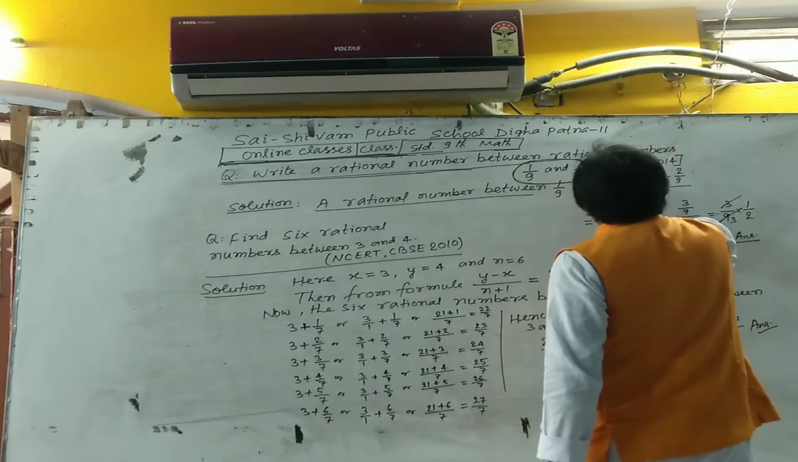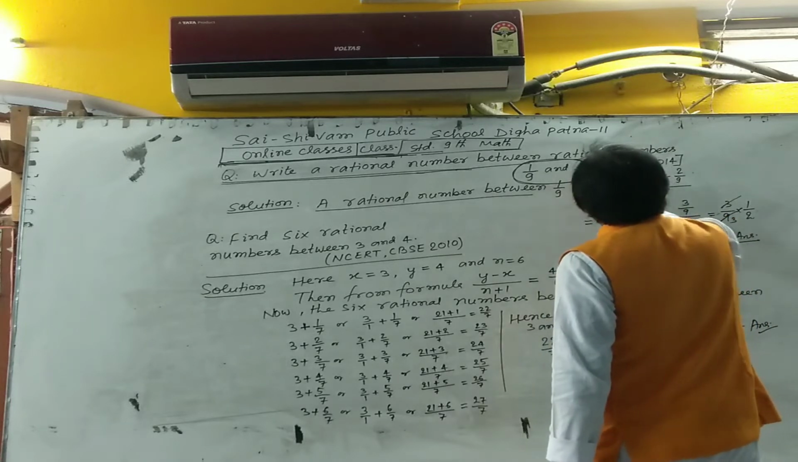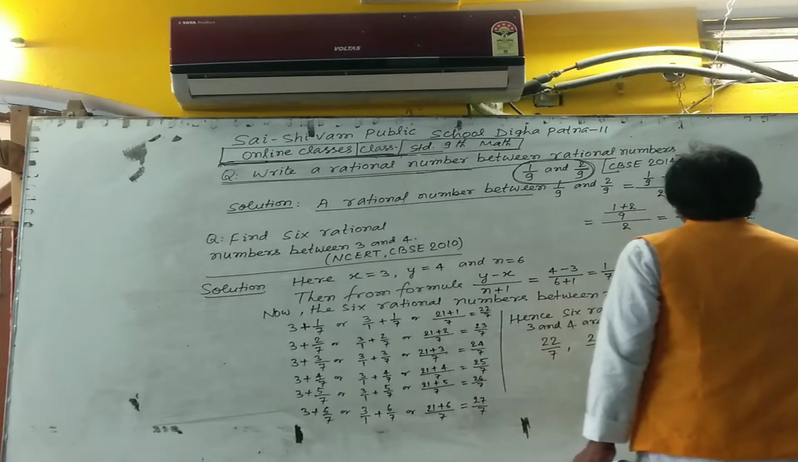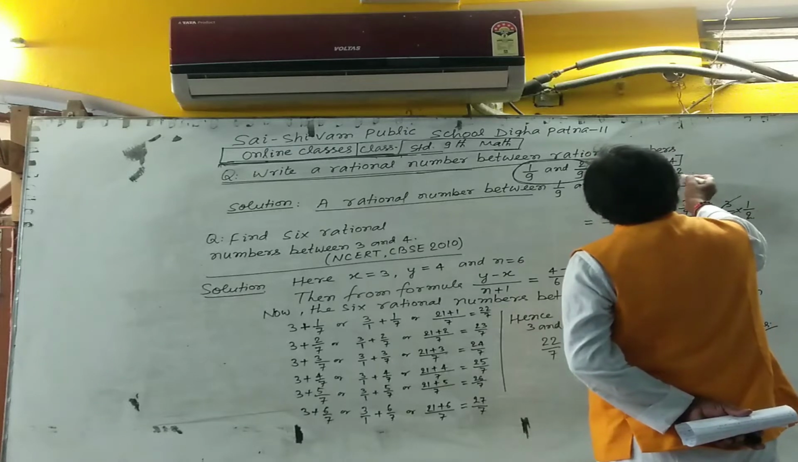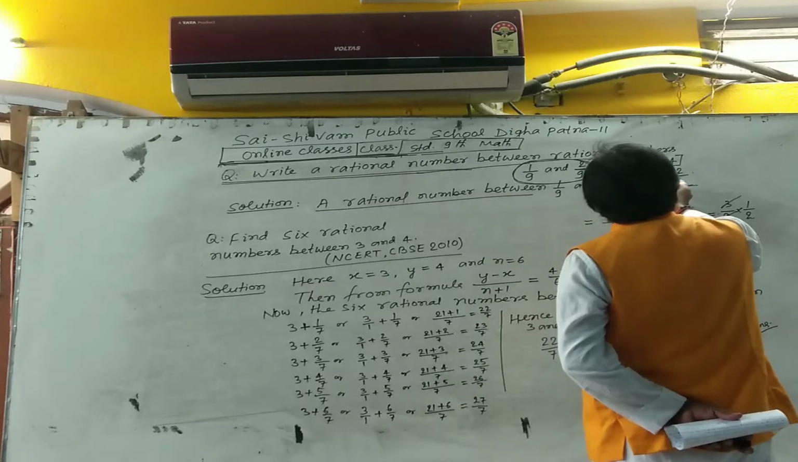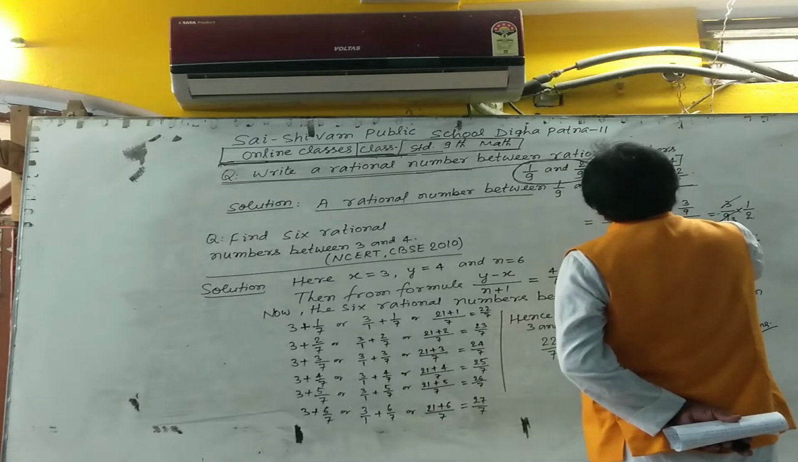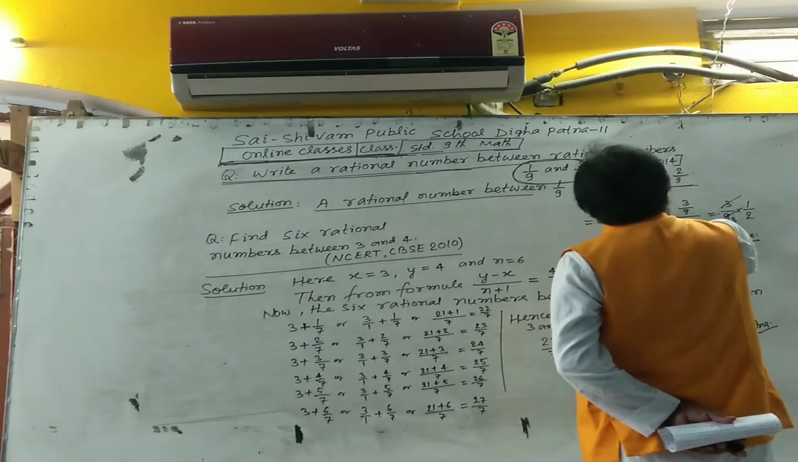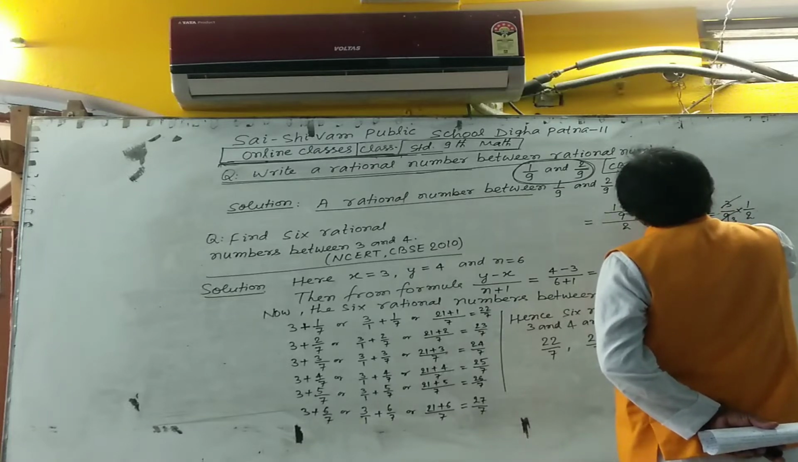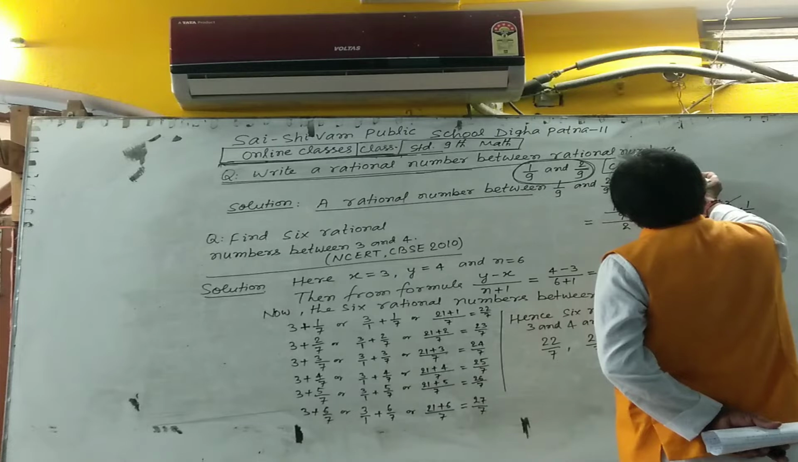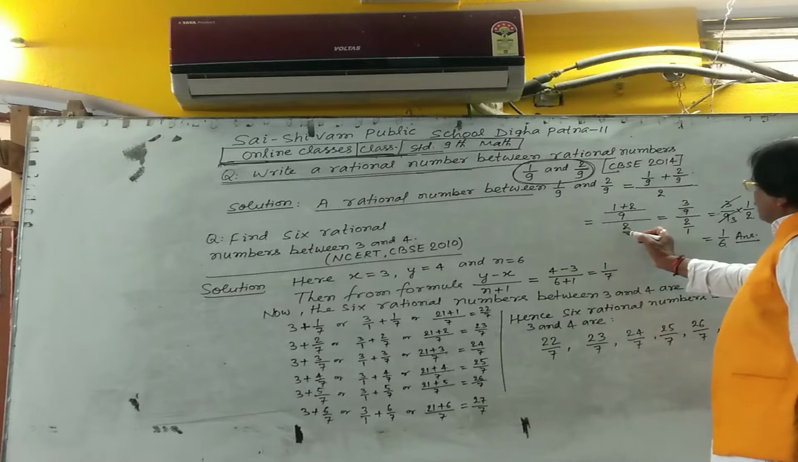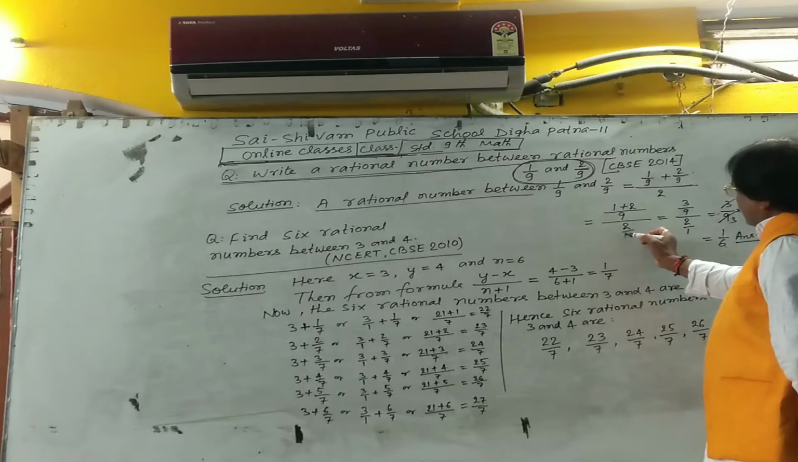Like this, (1/9 + 2/9) divided by 2. To solve these questions, you have to take the LCM, 9. 9 divided by 9 is 1, 1 multiplied by 1 gives 1. 9 divided by 9 is 1, and 1 multiplied by 2 gives 2. 2 plus 1 is equal to 3/9 upon 2/1. 2 can be written as 2/1.